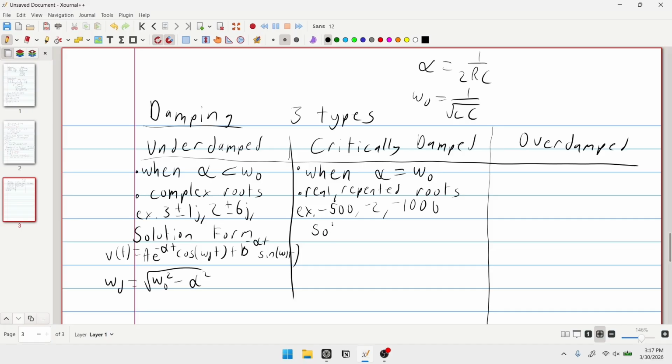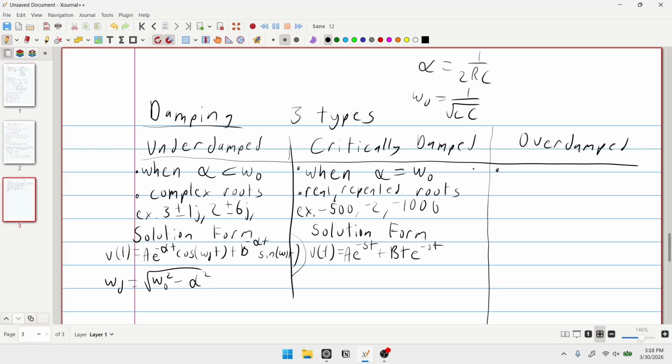So this will take the solution form of, let me just block that out. So v of t equals a e to the negative st, plus b times t e to the negative st. Where this t came from is some diffy q stuff, not really in the scope of circuits, but just know that it is there in critically damped. Alright, and so that brings us to overdamped.